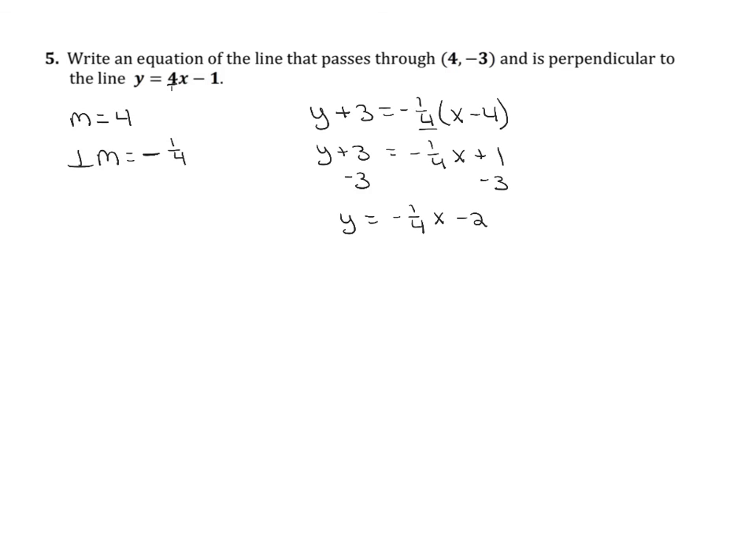Plug that new slope in here, the y coordinate in for y sub 1, the x coordinate in for x sub 1. Distribute -1/4 times -4, remember, is a +1. Okay, I subtracted 3 from both sides and ended up with y equals -1/4 x minus 2. So this is my equation of a line that's perpendicular to this line, and it will go through this point.